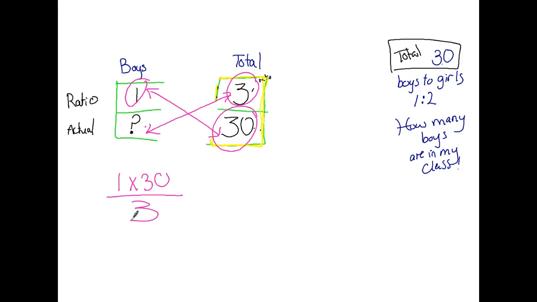So again, if the line has both sides filled, they go on top. The lonely guy facing the question mark goes on the bottom. So it's 1 times 30 divided by 3, which is 10. So I have 10 boys in my class.